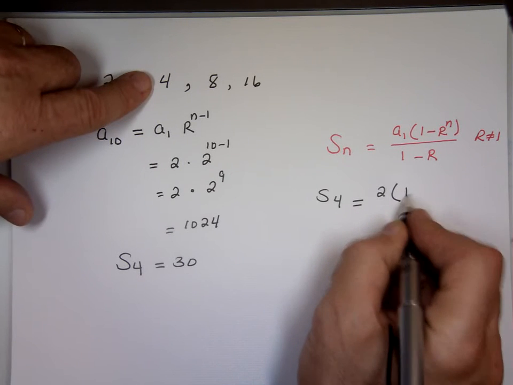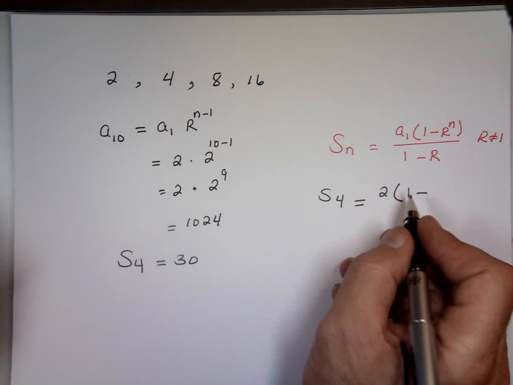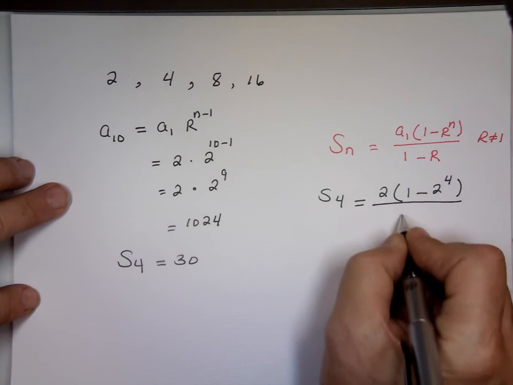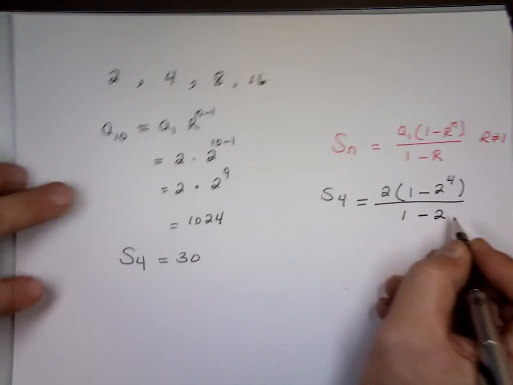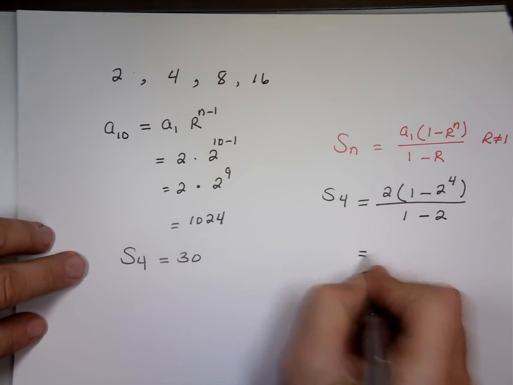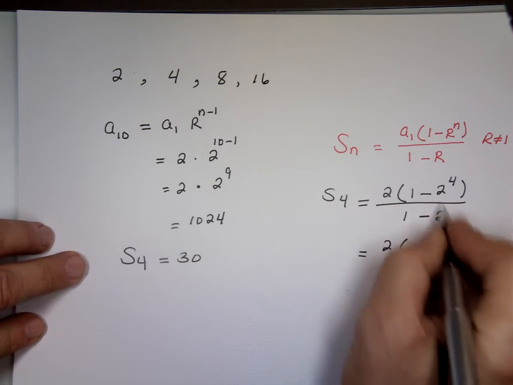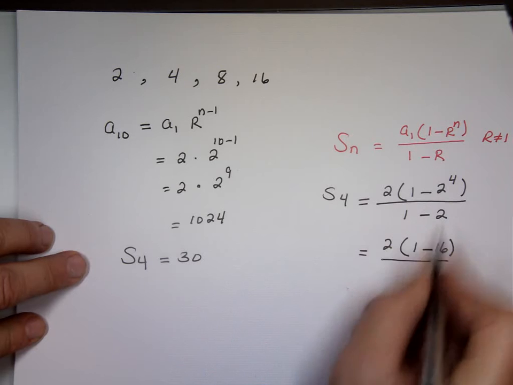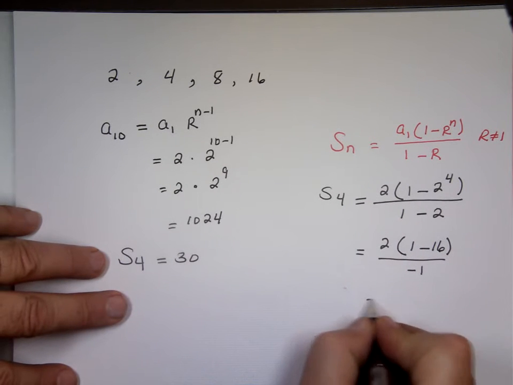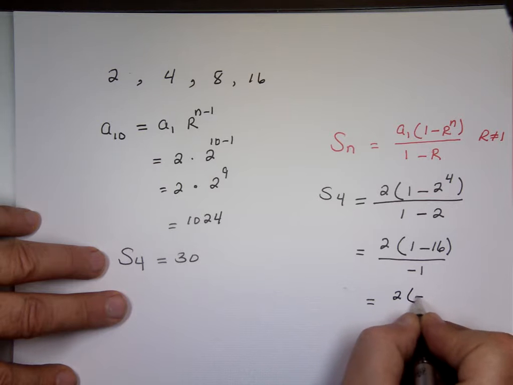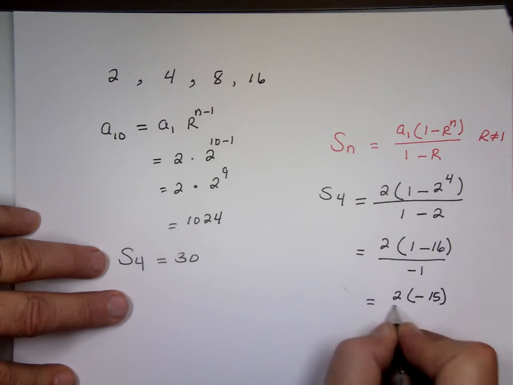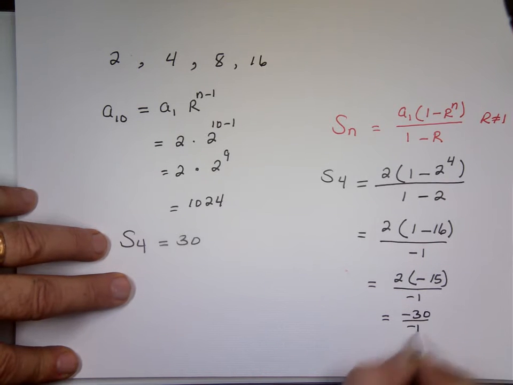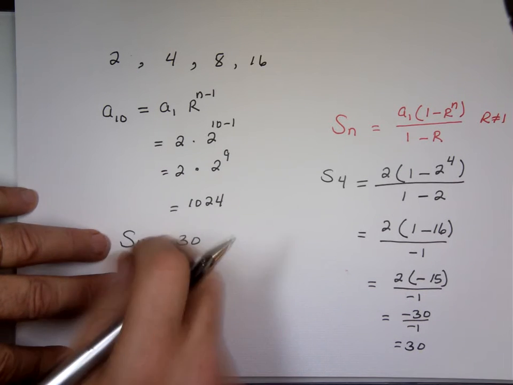Multiply it by 1 minus R, what's R here for this one? 2 to the power of 4, over 1 minus R, which is 2. What's 2 to the 4? Is it 16? 1 minus 2, which is negative 1. 2 times what? Negative 15. Do we have negative 30 over negative 1, which is what? Is it the same answer? Yep.